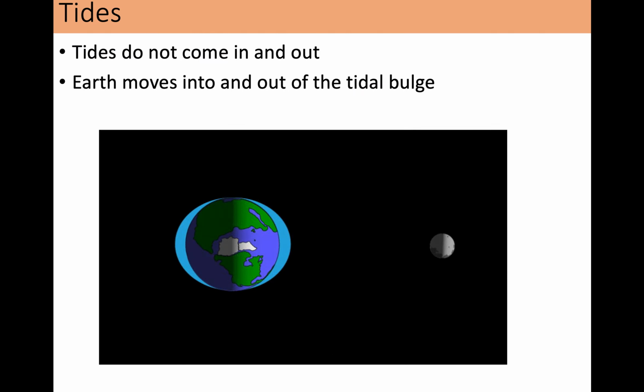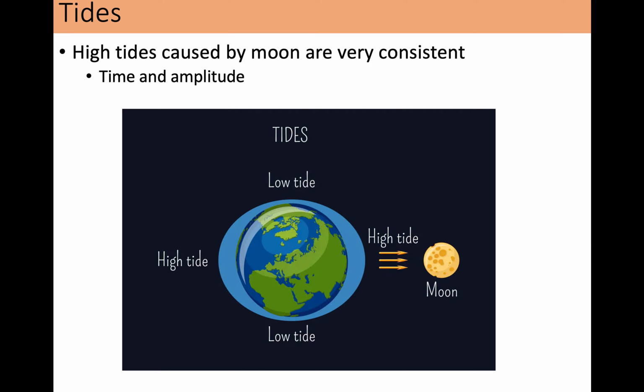So the tides, like you said, they don't come in and out. The Earth is moving into and out of the tidal bulge. So like this video, you can see that the bulge is there. The Earth is spinning in and out of that bulge, depending on where you're standing. So the high tides are in a line with the moon. The low tides are offset from the moon.